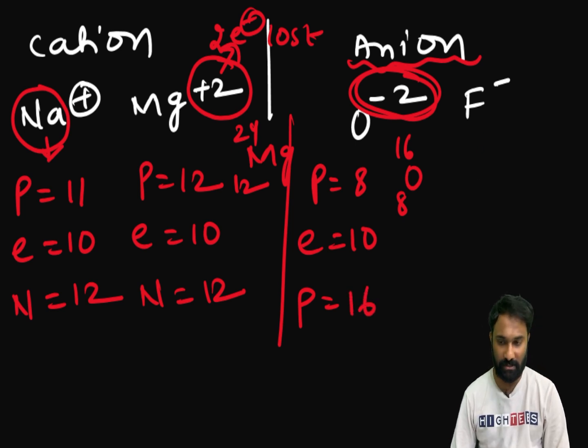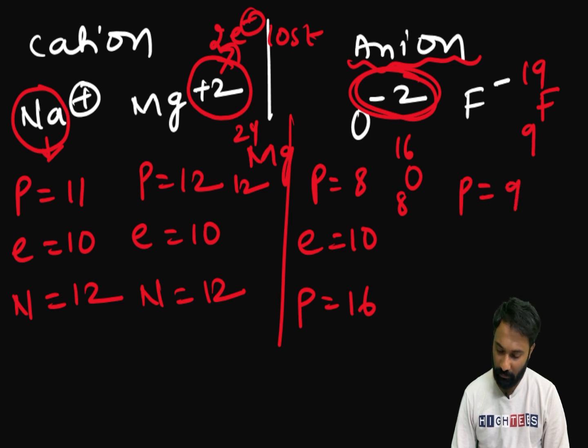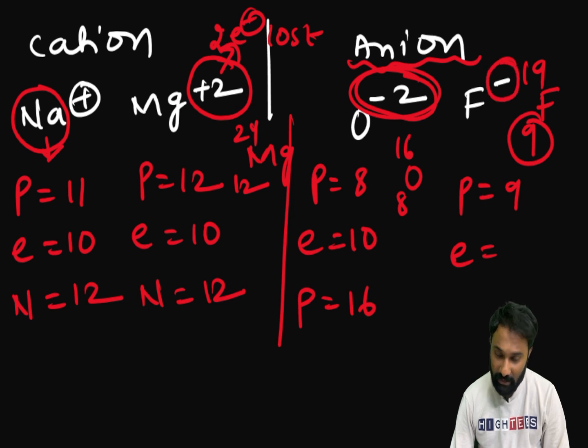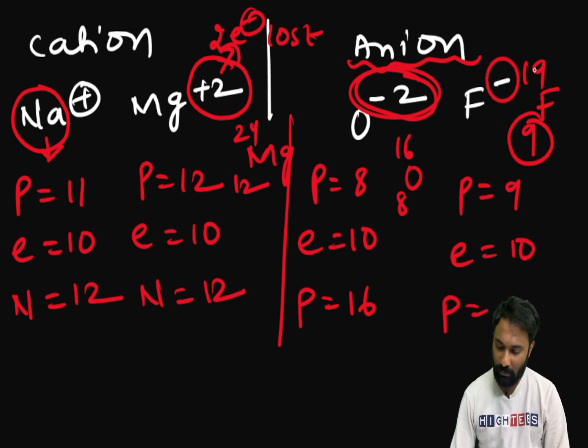Comes to the fluorine case. The representation of the element will be 19 and 9. See, protons will be equal to 9. Electrons should be 9. But it is F minus, right? 1 electron gained, right? So total 10. Neutrons will be 19 minus 9. It will give you 10.